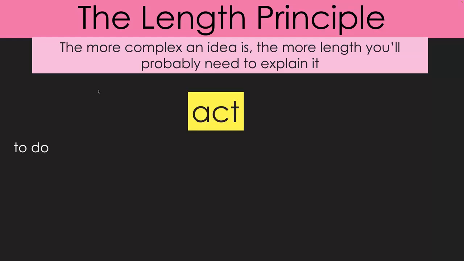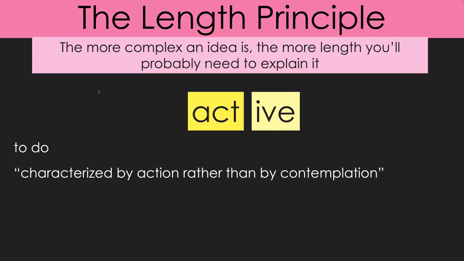So if we take the word act, that just means something like to do. It might also mean, like an act of a play. But here, I'm just doing a verb right now. So an act is to do something. If I add the suffix ive to the end, it becomes active. And the definition of that is characterized by action rather than contemplation. You're doing something, not thinking about it. I'm active, not just sitting around.